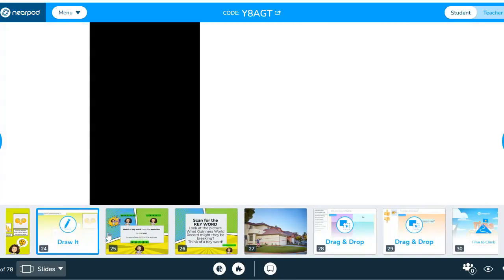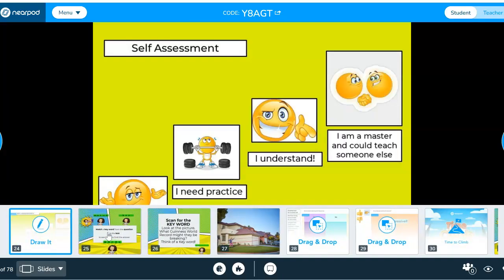Using that Marzano scale, we'd have a bit of a self-assessment. This happens at the beginning and the end of this lesson, and students can just circle how they're feeling in relation to whether they think they're achieving the success criteria or what they need more help with.